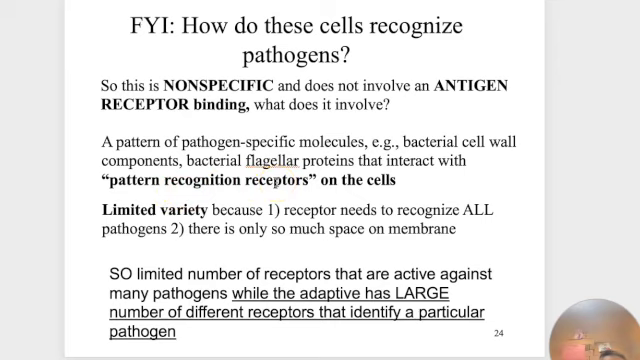So there is a limited number of receptors that are active against many pathogens, while the adaptive response has a larger number of different receptors that identify a particular pathogen. So the one that is non-specific, even though it is very fast, is not a lot. Okay, I mean, it's still a lot, but compared to the adaptive one, because we're always exposed to new pathogens. So the adaptive one can recognize a lot more pathogens.